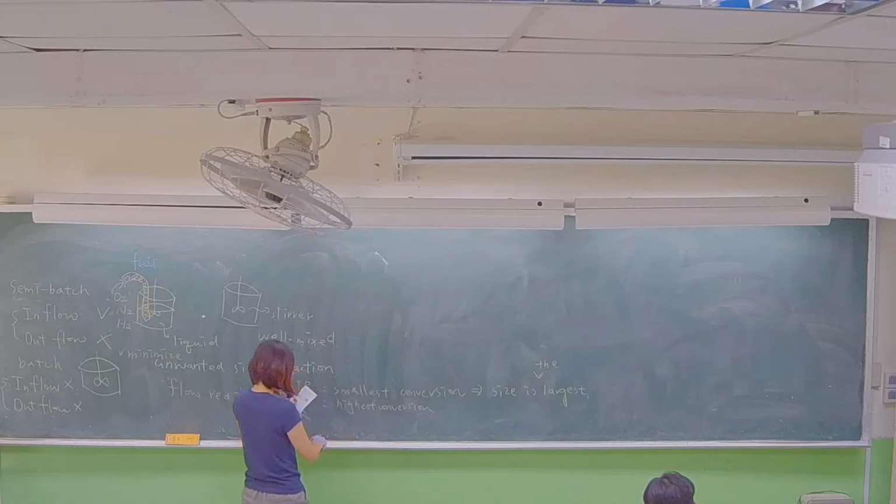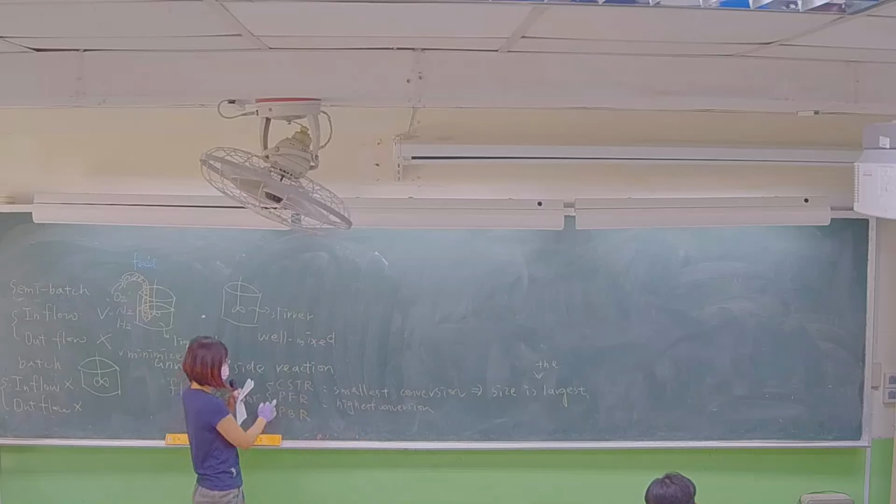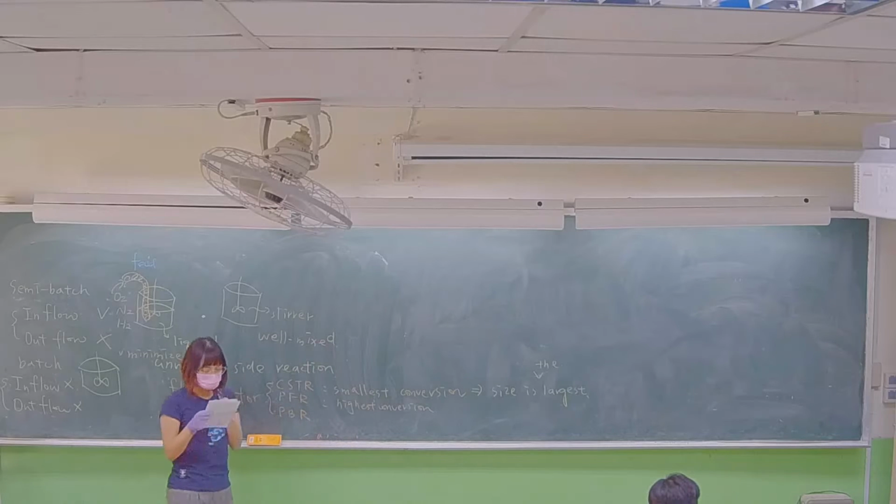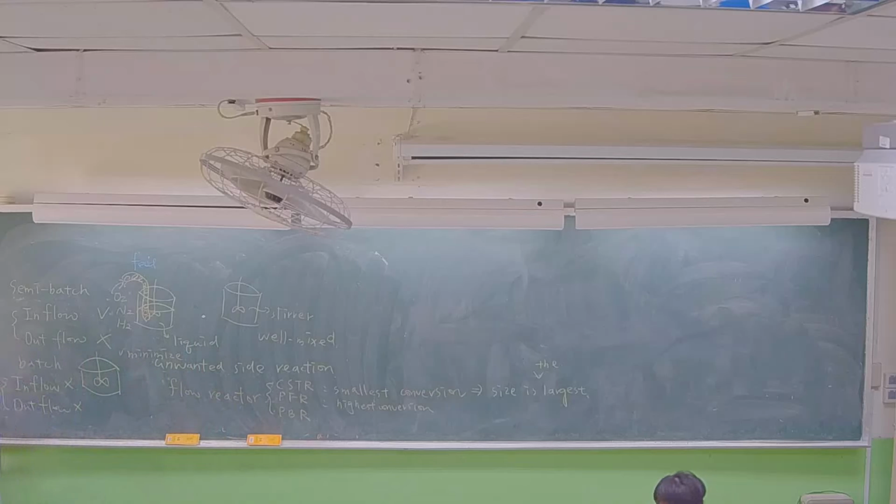Highest conversion. So that means the size is not required to be very large or very long. It is the advantage of PFR. How about the disadvantage? Actually, you can just compare CSTR and the PFR. The advantage of CSTR should be the disadvantage for PFR. Okay, they are different types. So the disadvantage for PFR, the first one, is difficult to control temperature.